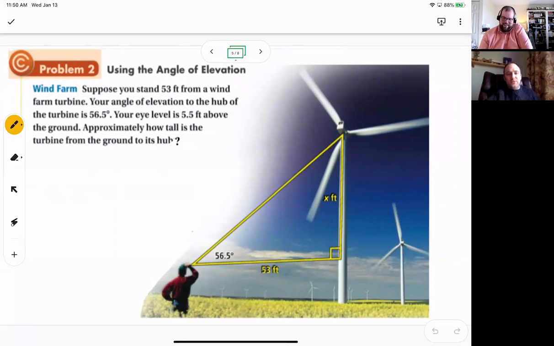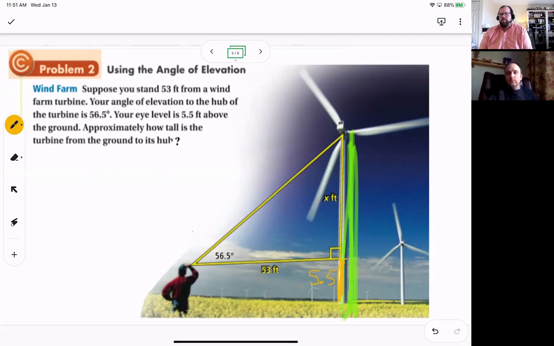Yeah, because turbines are huge. And this would be like 30 feet off the ground. Approximately how tall is the turbine from the ground to its hub? So we want to find this whole distance right there. I drew it for me. We know this distance so far is 5.5 feet. That's where the person's eyeballs are. So if we find X, we're in good shape. Yeah, because then we can take the triangle stuff and add it to the 5.5.